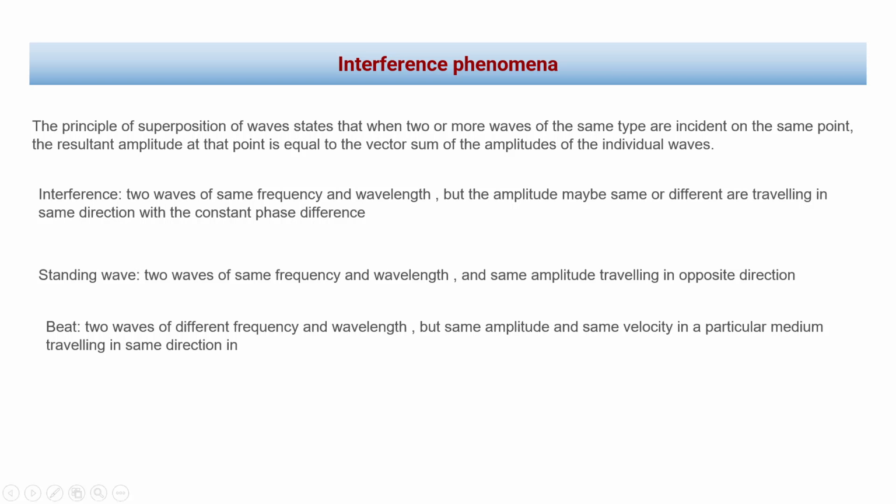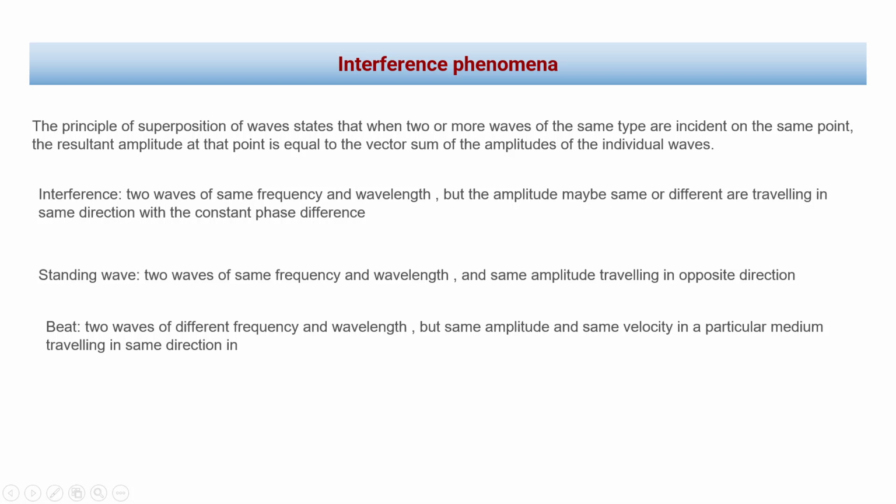Okay, so recalling these different kinds of phenomena, when we have a wave, it could be an electromagnetic wave, we just call it light for our optics whenever we are dealing with it in our optics lab. But for any kind of wave, the principle of superposition states that when two or more waves of the same type are incident on the same point, the resultant amplitude at that point is equal to the vector sum of the amplitudes of the individual waves.